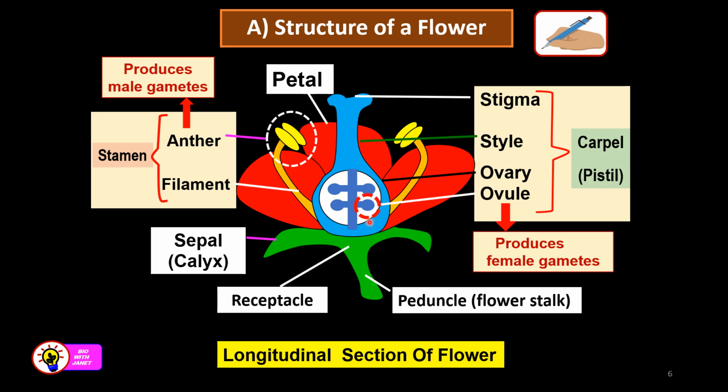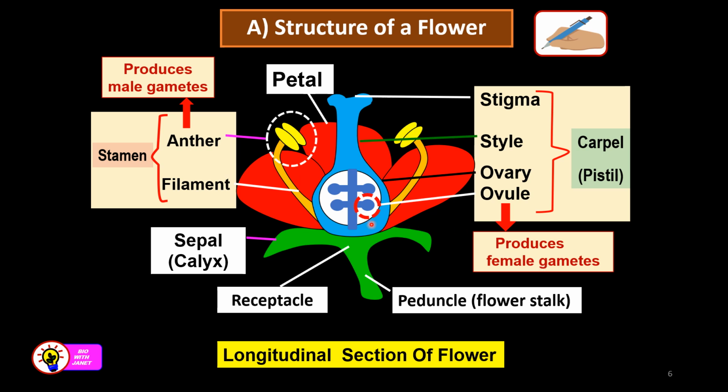So in the ovary, there is the ovule. The function of the ovary is to protect the ovule, and it can develop into the fruit after fertilization. Inside the ovary are the ovules, which are the site for production of female gametes and the embryo sac, right?